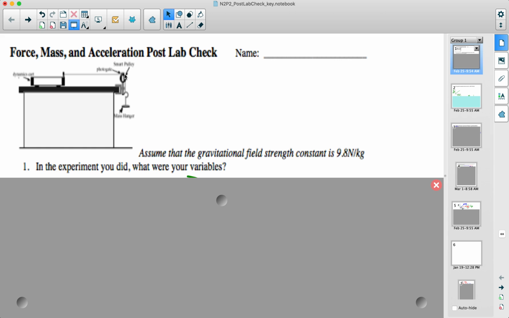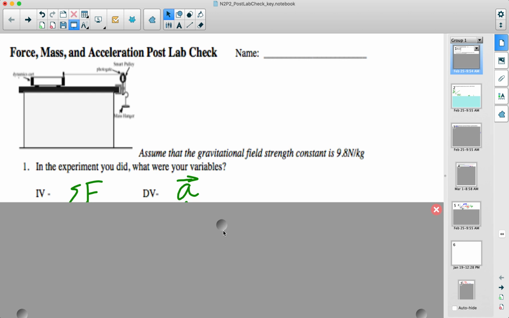So we've got a cart string hanger system, just like in the lab. This is called a modified Atwood's machine, and we're considering how the net force, mass, and acceleration are affected by one another. It says use the gravitational field strength constant of 9.8 newtons per kilogram in here. I may or may not have done that for each of the problems. Let's take a peek. In the experiment, what were our variables?